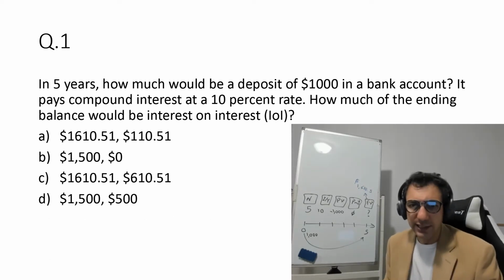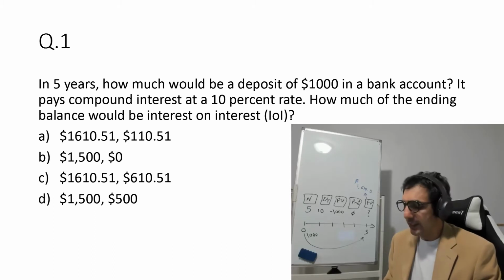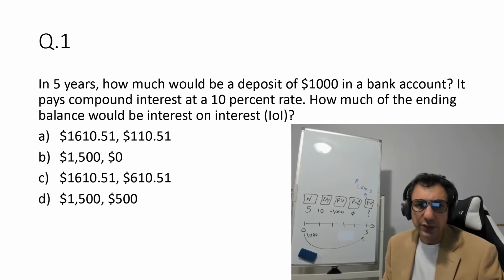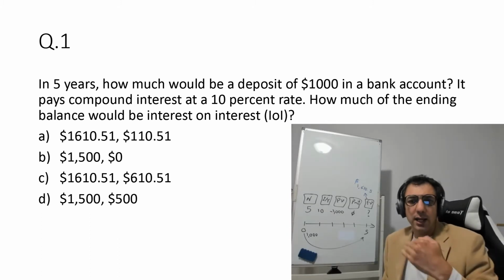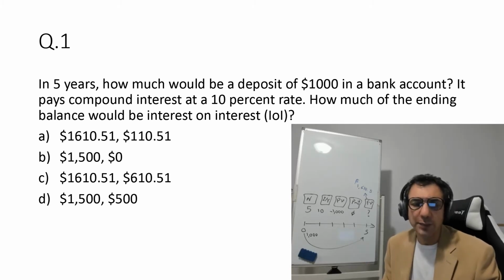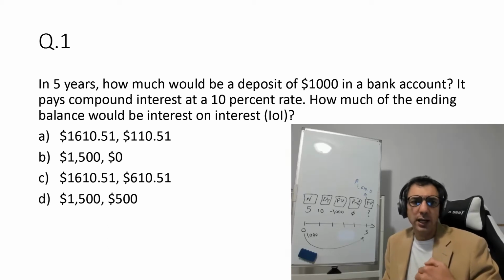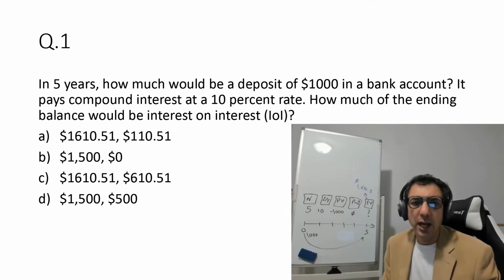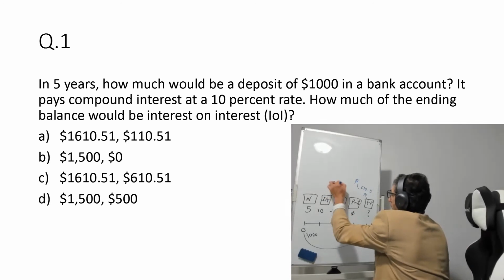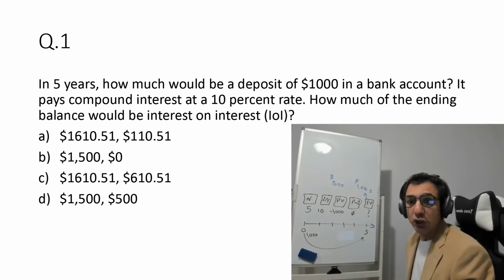The second part is asking you to find the interest on interest. So we know we're talking about interest on interest, and you know that if you go with the simple interest approach, on annual basis, you are earning 10%. So 10% of $1,000 is $100. So after 5 years, you should earn $500. So that $500, that's your just simple interest.